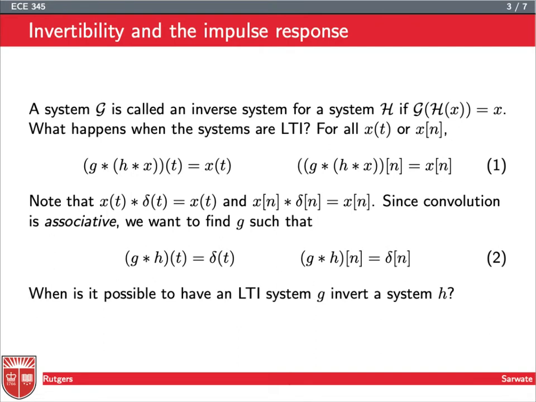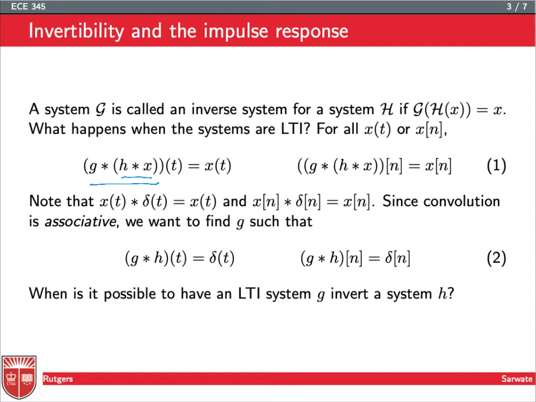Recall that a system G is called an inverse system for a system H if G of H of x is x. That is, we put x through the system H, take that output and put it through the system G, and we get back our original signal x. If these systems are LTI, what we're saying is convolve H with x, and then convolve that with G, and you should get back x. And the same thing for discrete time: convolve H with x, and convolve that with G, and you should get back x.